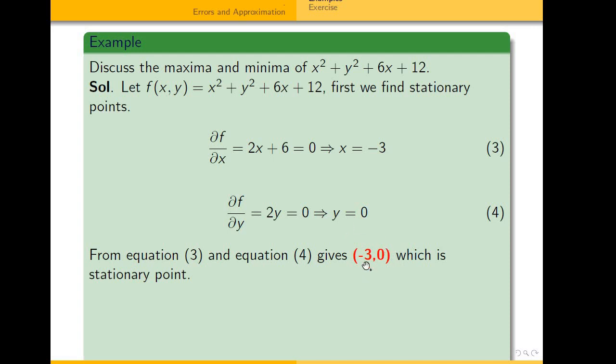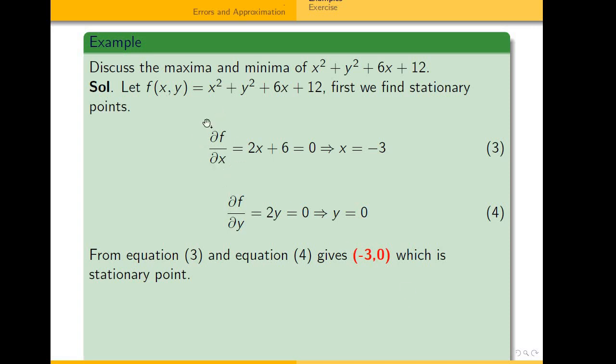And this is our stationary point. For this function, we get only one stationary point, and this stationary point is minus 3, 0. Now we have to decide whether this stationary point is a maxima, minima, or saddle point, or there is no conclusion. For this, we have to find r, s, t.